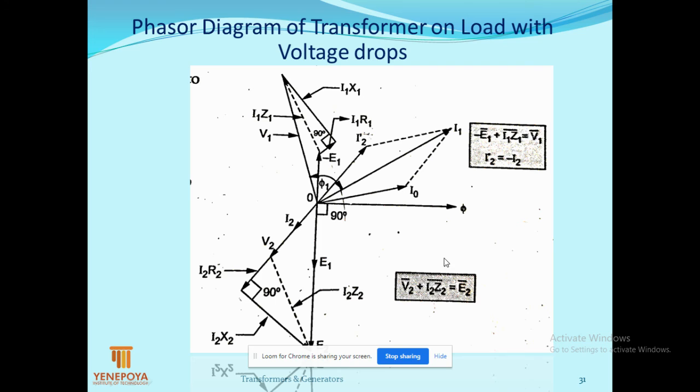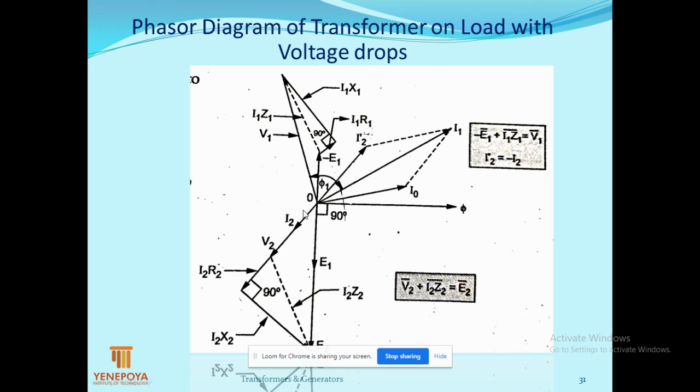These two equations you have to convert into a vector diagram. That is the phasor diagram of the transformer on load with the voltage drops. Take flux phi as the reference vector. Then mark E1 and E2 temporarily at 90 degrees to flux phi. Then mark I0 at a certain angle, that is the vector sum of IC and IM. Do you know how to draw this one?